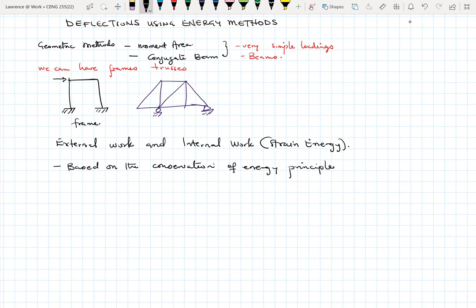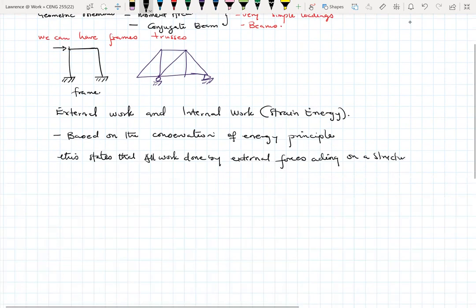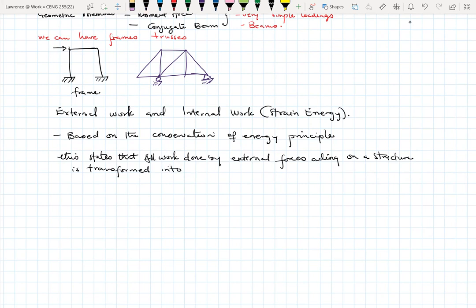So this principle in another form can also be written as follows. This states that all work done by external forces acting on a structure is transformed into internal work, or into strain energy.